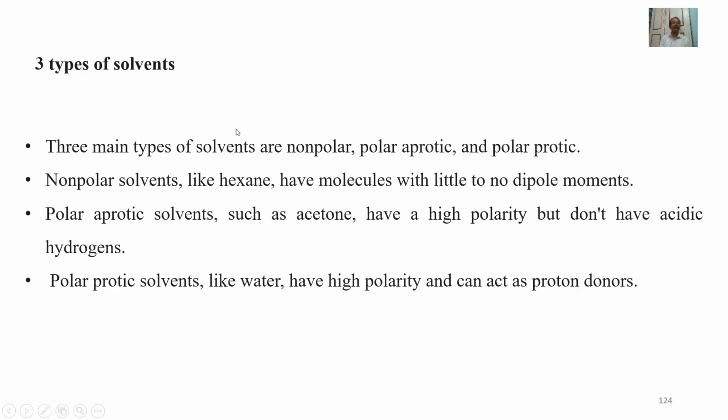Three types of solvents. Three main types of solvents are nonpolar, polar aprotic, and polar protic. Nonpolar solvents like hexane have molecules with little to no dipole moments. Polar aprotic solvents such as acetone have a high polarity but do not have acidic hydrogens.